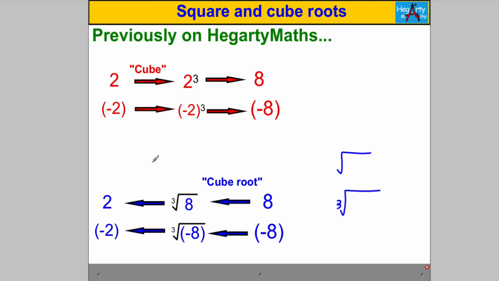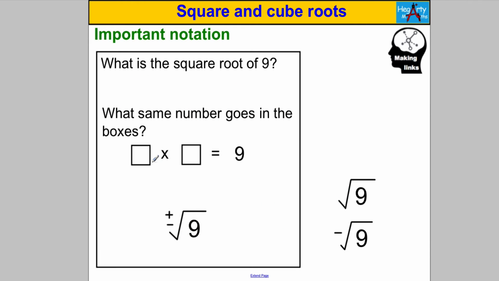Last thing, a bit of notation before we do some questions, and this is quite important. If someone asked you what is the square root of 9, if someone asked you what same number goes in the boxes, and someone wrote positive and negative square root 9 here, it all means the same thing. It is saying to you what numbers multiply by themselves twice to get 9, and you've got to remember that it's 3 and negative 3.